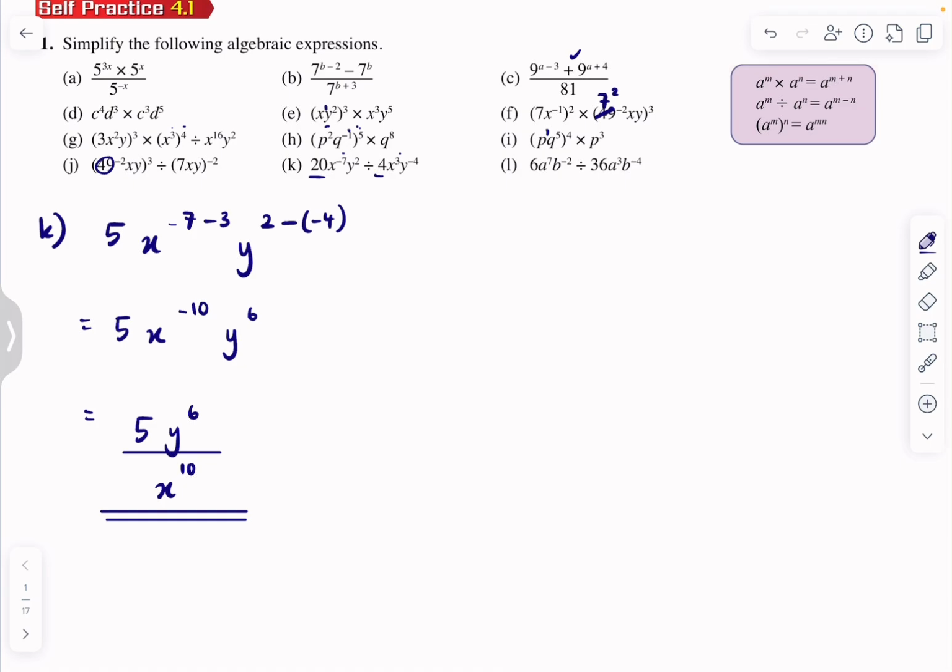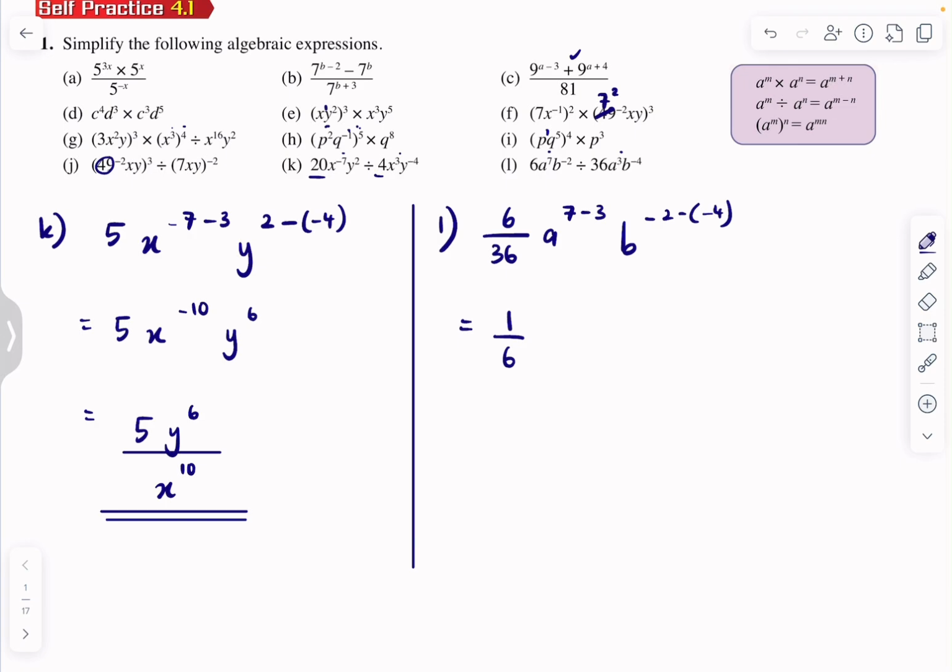Right, last one. L. So 6 divide 36. A to the 7 minus 3. Okay, minus because it's divide here. So b to the -2 minus -4. 6 over 36 is 1 over 6. A to the power 4. -2 plus 4 is 2. Done. That's it.